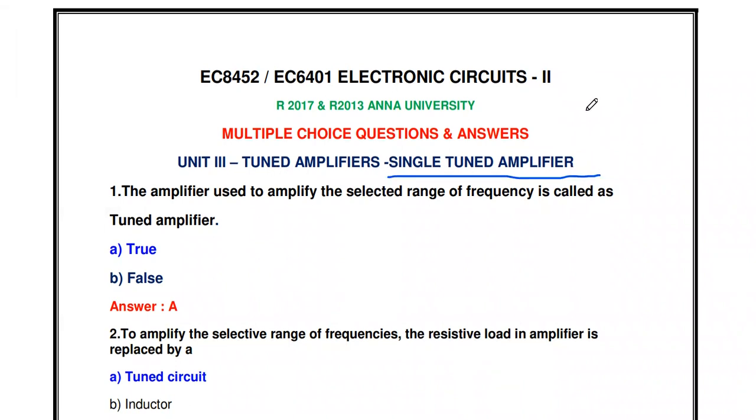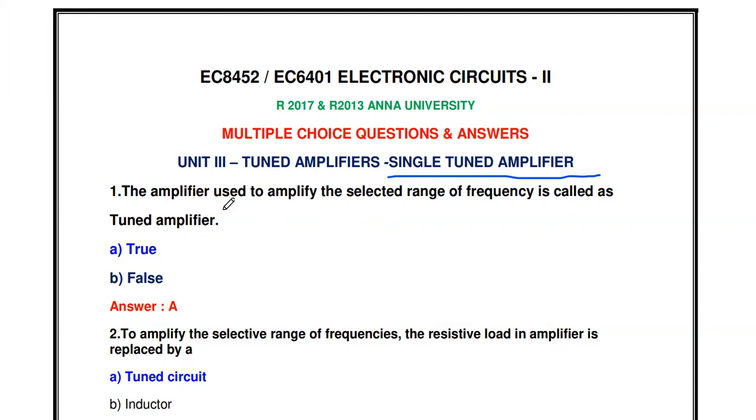In the previous video we discussed the basics of the tuned amplifier and the series and parallel resonant circuit. The idea to design a tuned circuit is that in an ordinary amplifier, you replace the load resistor by an LC circuit, and it is said to be a tuned amplifier. In this video we are going to discuss the single tuned amplifier. There are three classifications of tuned amplifier: single tuned, double tuned and stagger tuned.